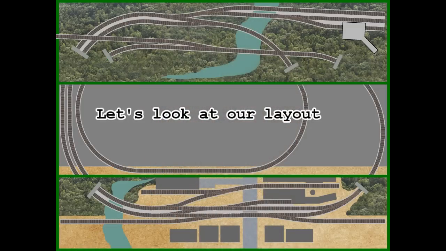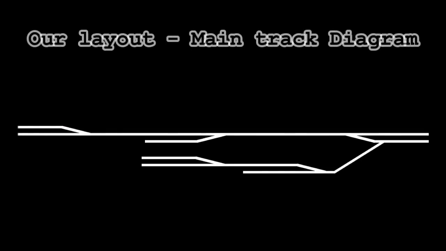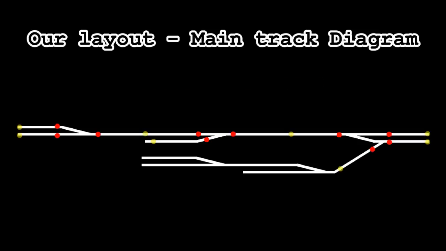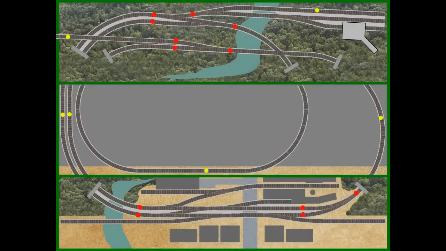Alright, well that brings us to where we are now. It's time to start thinking about future operations. Now the info shared in this video can be applied to almost any layout, but let's take a look at our project layout. This is a basic mainline track diagram as a dispatcher might see it. If we were to add in a signal system, this is about what it might look like with just interlocking signals. Alright, now let's add in some intermediate and approach signals. Wow, that's a lot of signals and a lot of work for a small layout such as this.